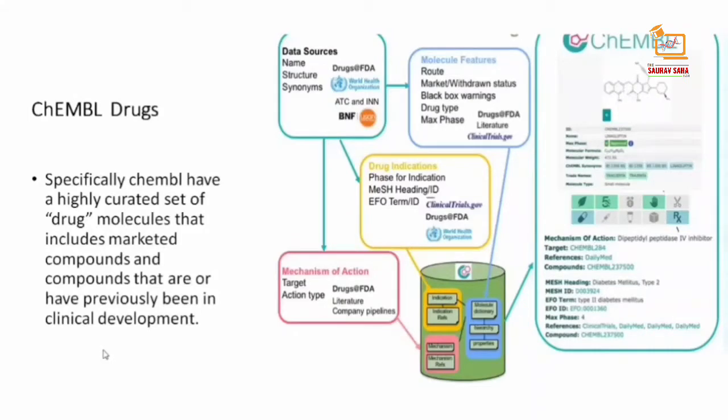In this diagram, you can see that ChEMBL has a highly curated set of drug molecules that includes marketed compounds and compounds that are or have previously been in clinical development. These compounds are annotated with their known therapeutic targets and their therapeutic indications.